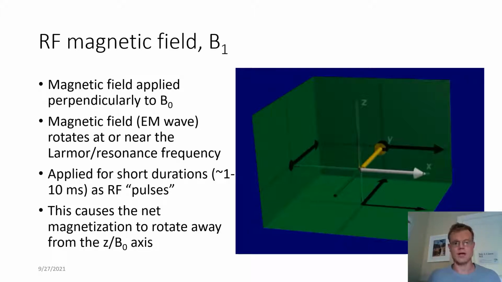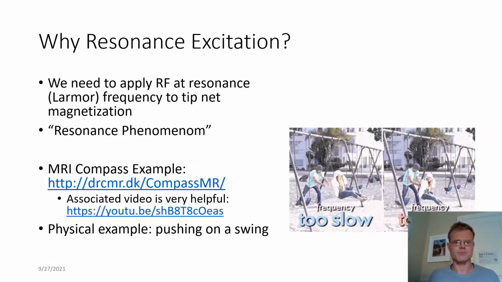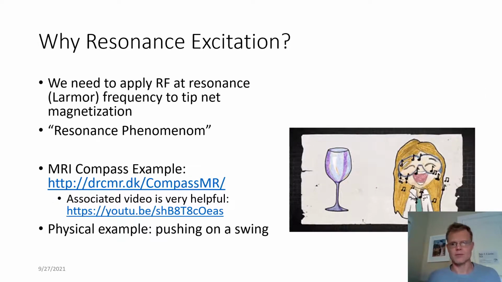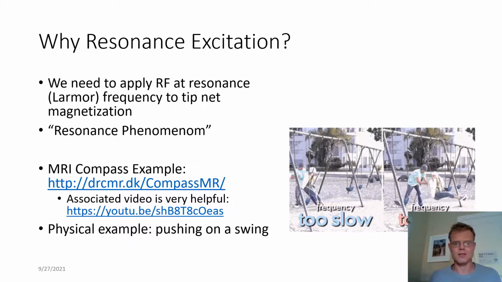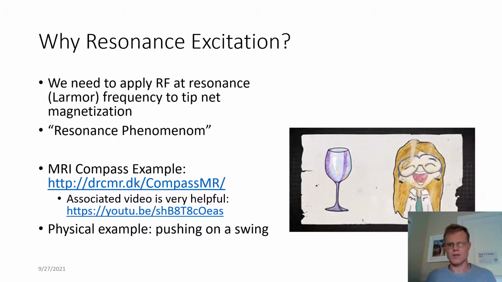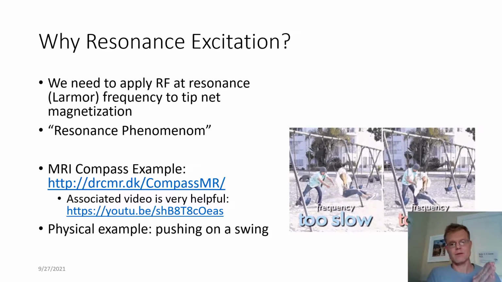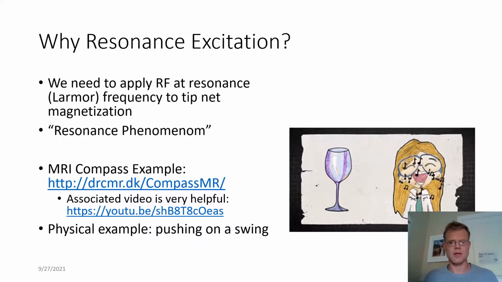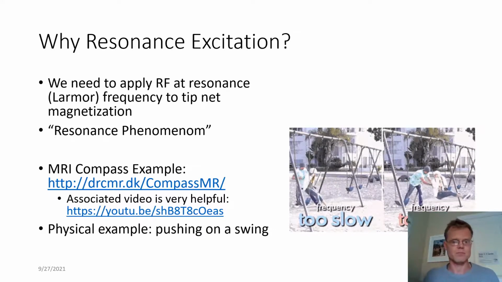And we have to do this actually near the Larmor resonance frequency. And why is that? Why do you need this so-called resonance excitation? This is sort of fundamental to magnetic resonance, that can generate the resonance phenomena. We need to match the frequency of the energy you're putting in to the characteristic frequency, this Larmor resonance frequency, of our spins.